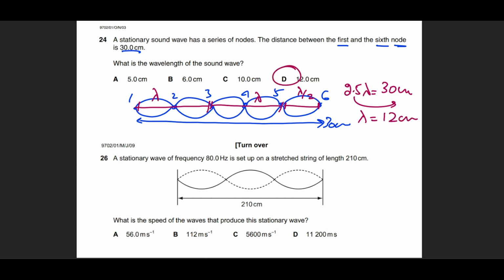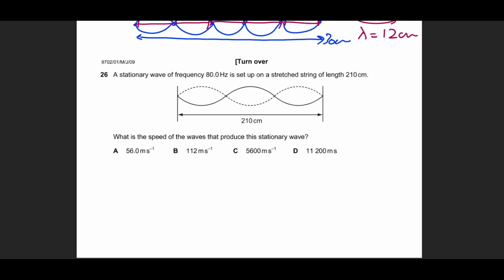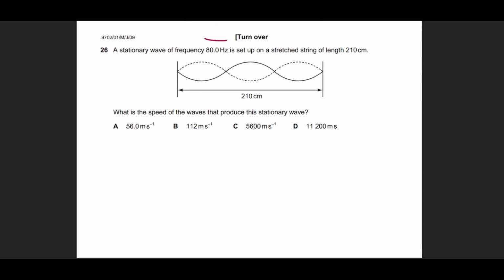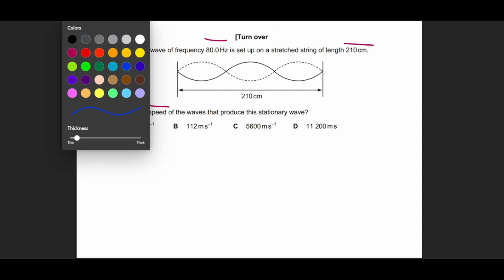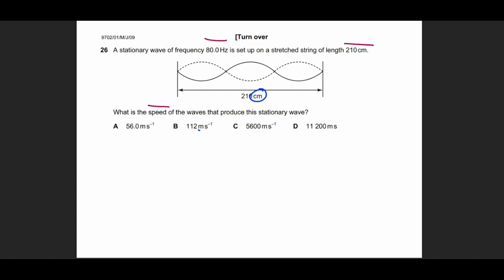So this animation, or this understanding, has helped you to understand what the question is asking and how to visualize the questions at least. Now let's move to this one. He has given you the frequency, he's given you the length of the column as well, but he's asking you about the speed. Be careful, this is in centimeters and the speed's in meters per second. So you have to convert this into meters before you solve the question.